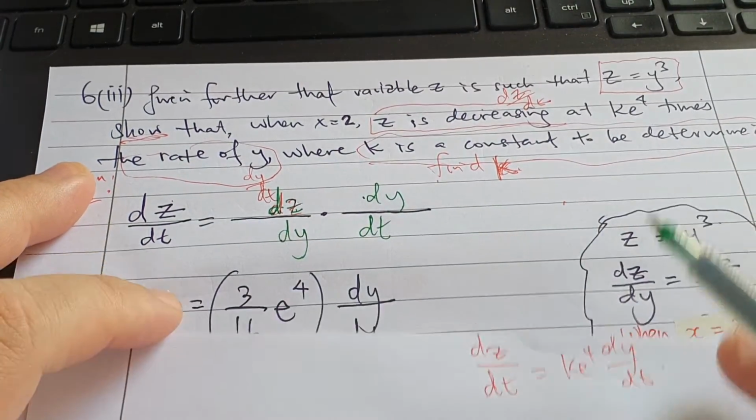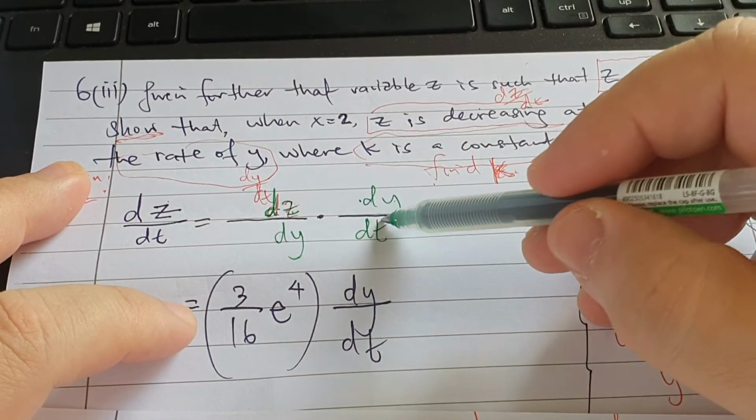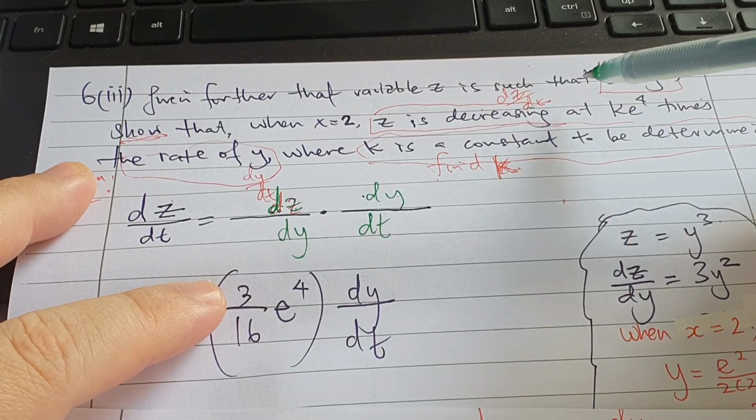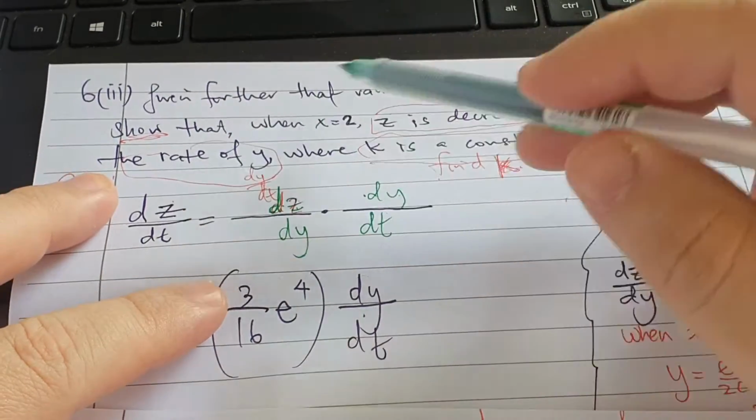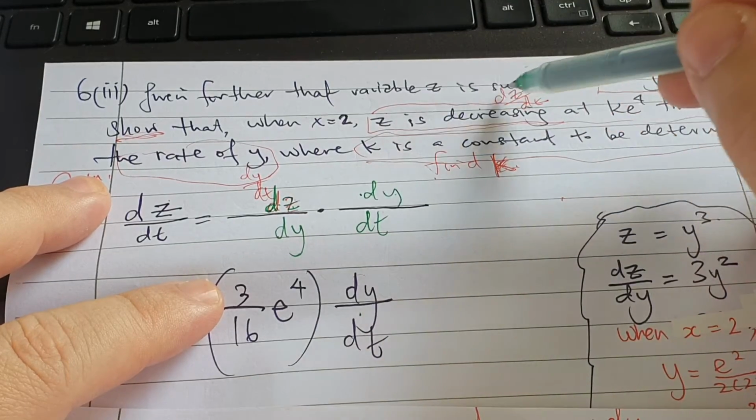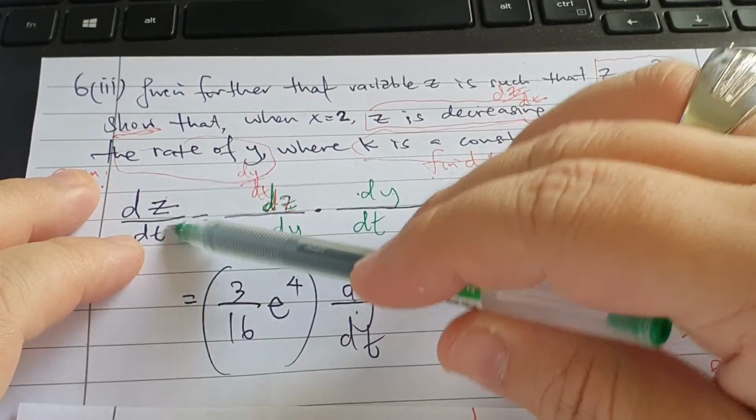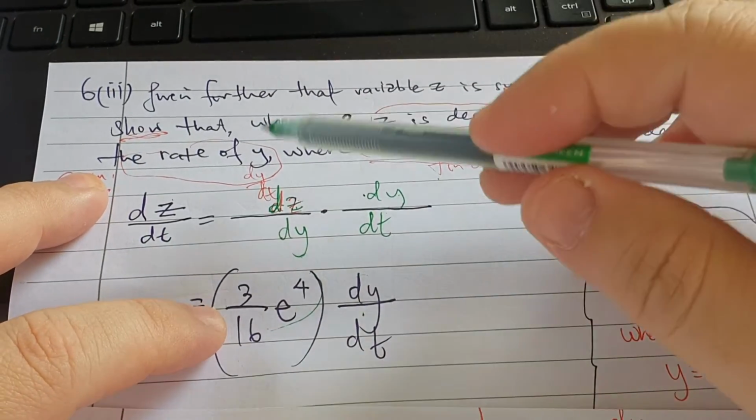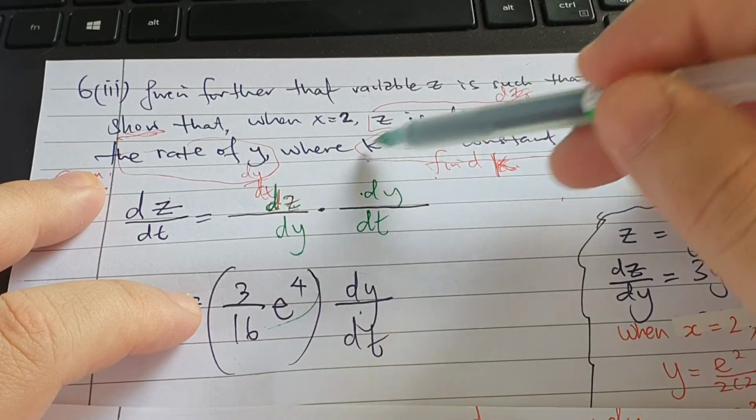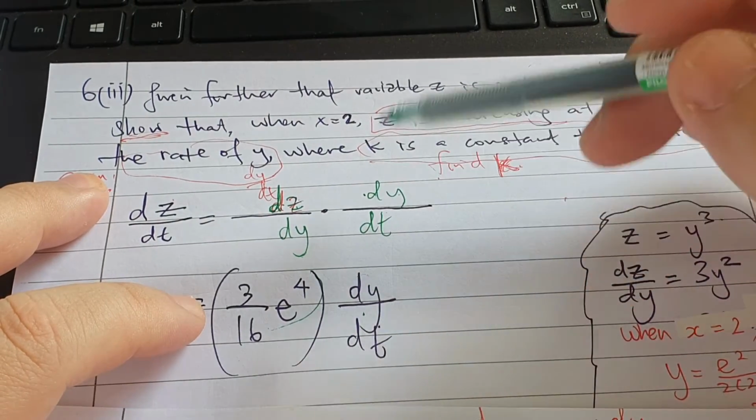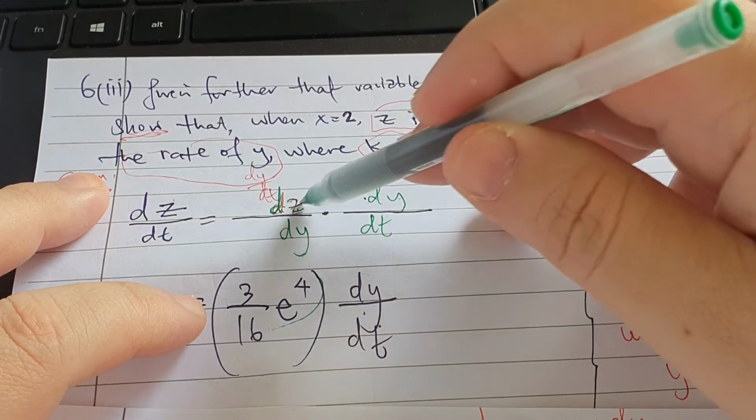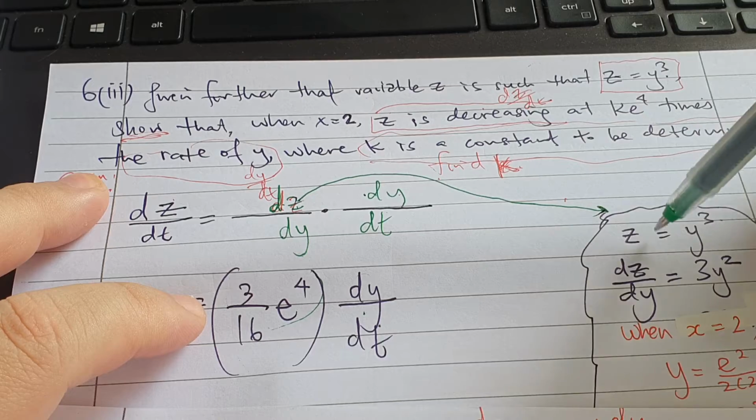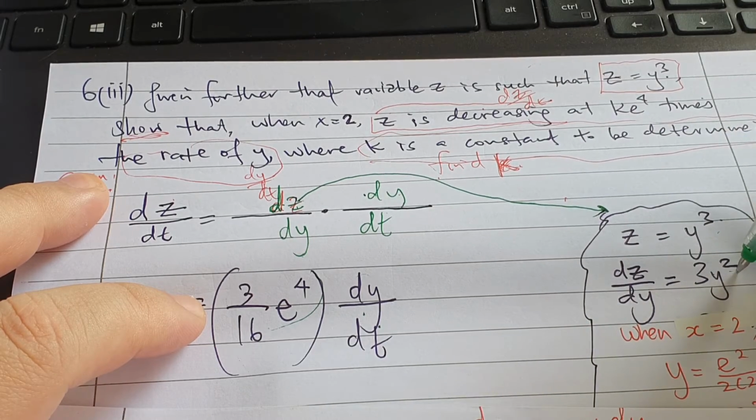So what do I do now? I know dy/dt. I don't need to find it. Well, then you ask me, no need to find dy/dt? No need. You see, they only want you to show that dz/dt is some number times this fella. I found the number already. So what you need to do now is to find dz/dy here. So you differentiate this with respect to y, you will get 3y squared, and that's dz/dy, isn't it?